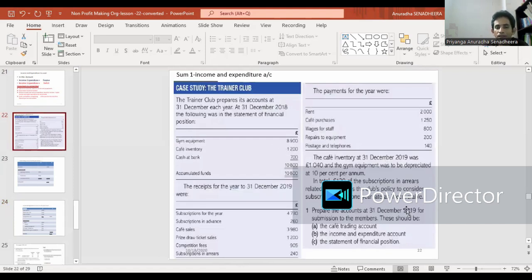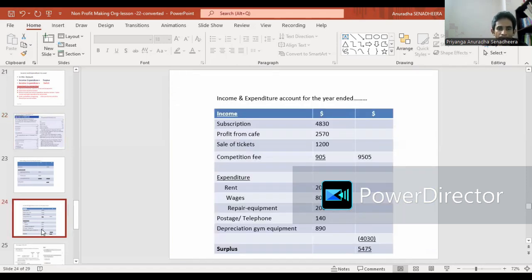Remember, when you are preparing the subscription account, the 120 is an irrecoverable debt. It's mentioned that in total 120 of subscription arrears are late. It is the club's policy to consider subscriptions over 1 year late as irrecoverable. So remember, this is irrecoverable. With that, we consider this and the depreciation, take the total and deduct it. You get the surplus figure as 5,475.